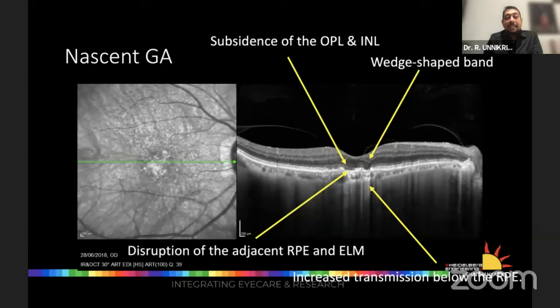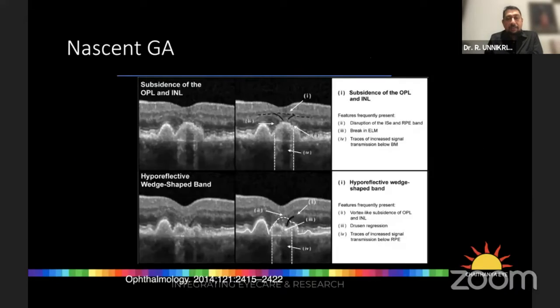The terminology called nascent GA. Nascent GA is a subset of incomplete atrophy that happens in the absence of a CNV. That's very important to know. Here you see small areas, but what defines nascent GA is the dipping of the ONL layer and the INL layer, with a hyporeflectivity called wedge-shaped hyperreflectivity. This is what defines nascent GA, or early phase of incomplete atrophy. So as I said, you see the subsidence or dipping of the OPL and the INL layers here, and you see hyperreflective areas which correspond to the dipping, and this forms nascent GA.